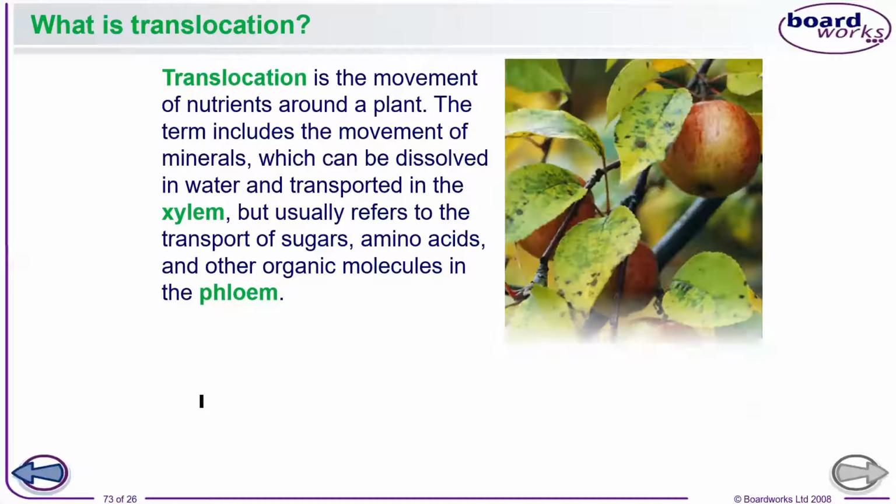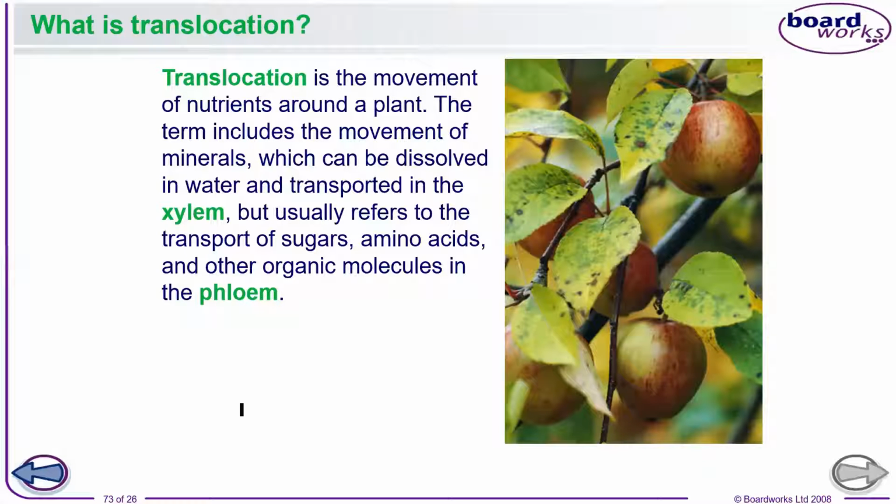Okay? So translocation is the movement of nutrients around the plant. The term includes the movement of minerals, which can be dissolved in water and transported in the xylem. As we have just said, translocation does not only occur in phloem, but usually refers to the transport of sugars, amino acids, and other organic molecules in the phloem.